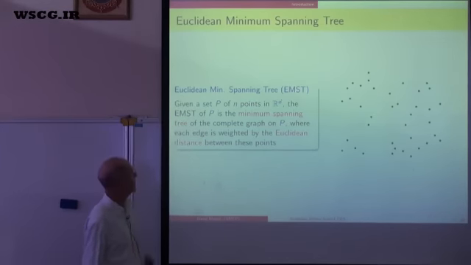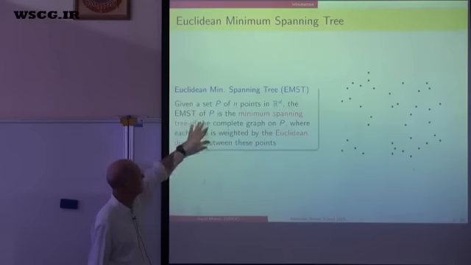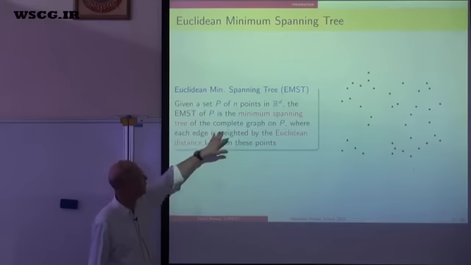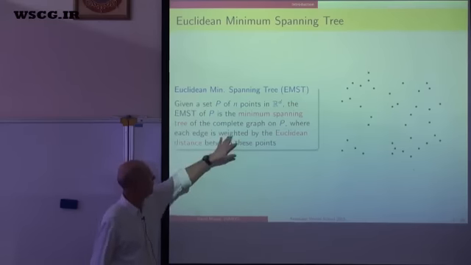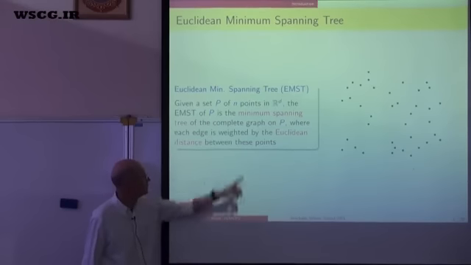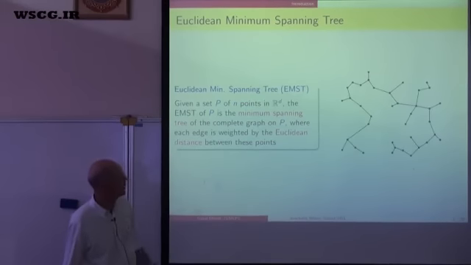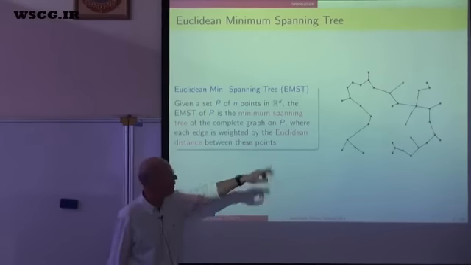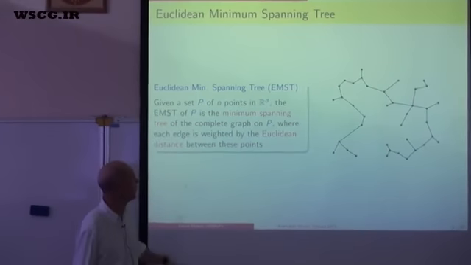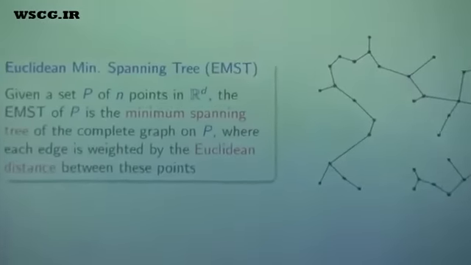So we're given a set of points in d-dimensional space. The Euclidean minimum spanning tree is the minimum spanning tree of the complete graph, where the edges are weighted by the Euclidean distance. So given this point set over here, this would be an example of what the Euclidean minimum spanning tree would look like, or EMST. Okay?